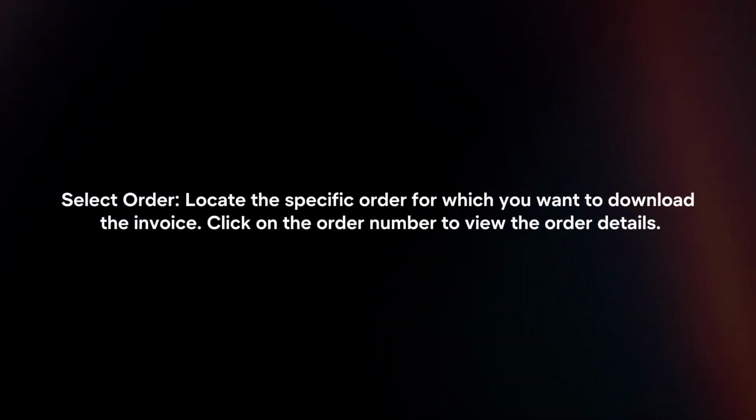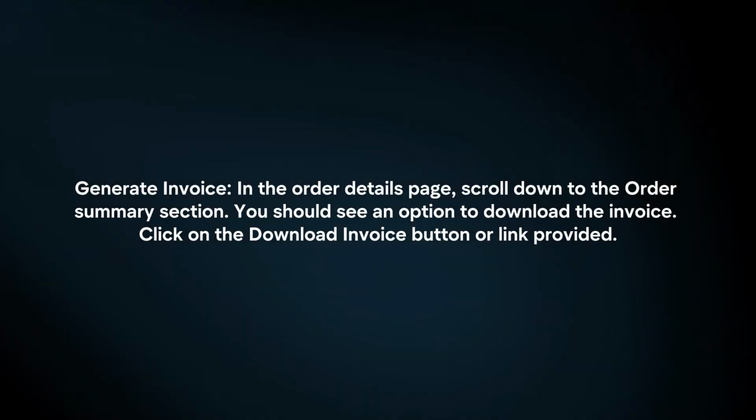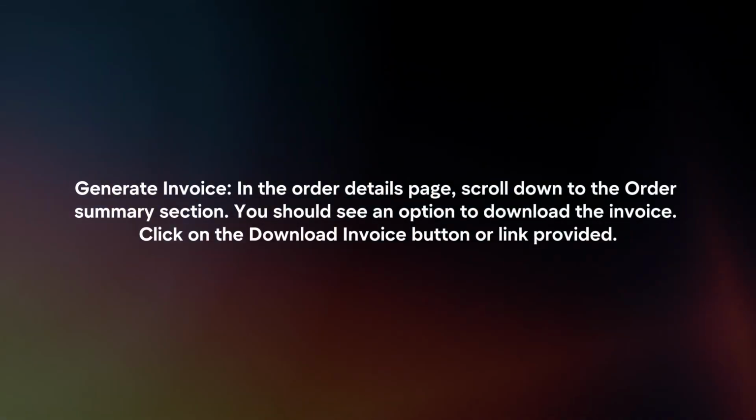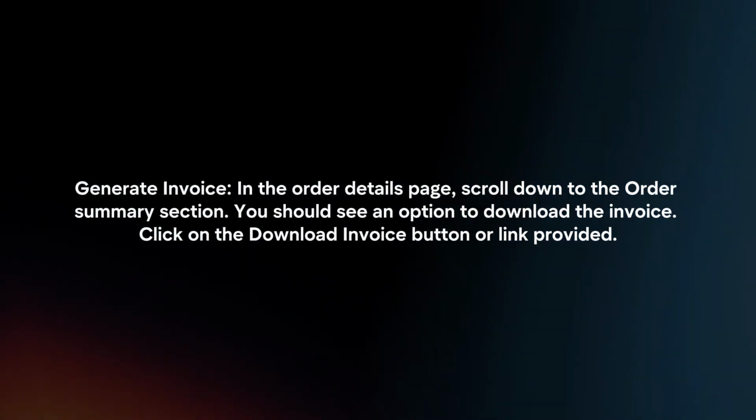Click on the order number to view the order details. Generate invoice. In the Order Details page, scroll down to the Order Summary section. You should see an option to download the invoice. Click on the Download Invoice button or link provided.